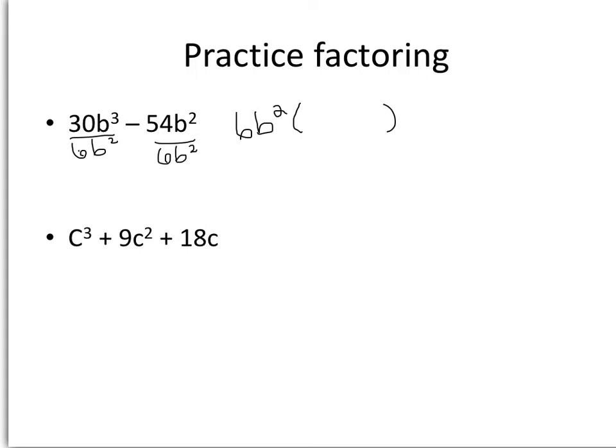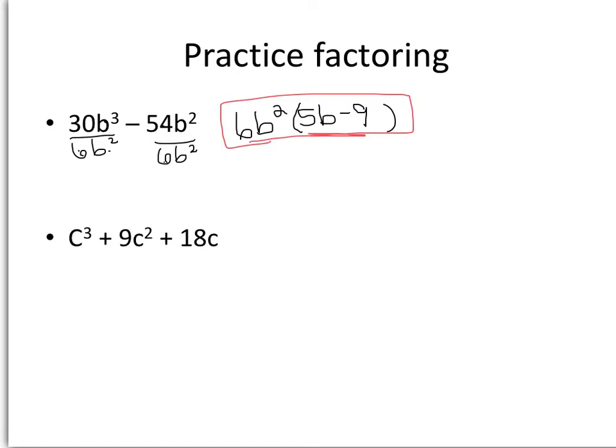30 divided by 6 is 5. B cubed divided by b squared is b, minus 54 divided by 6 is 9. B squared divided by b squared is just 1. And again, make sure you check to see if what's in the binomial will factor. Luckily it doesn't, so this is our answer. And you can check your answer by distributing and seeing if you get back to the problem.